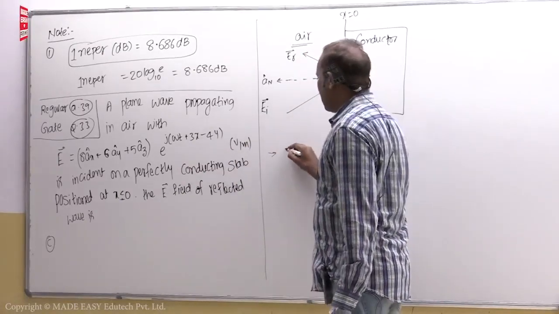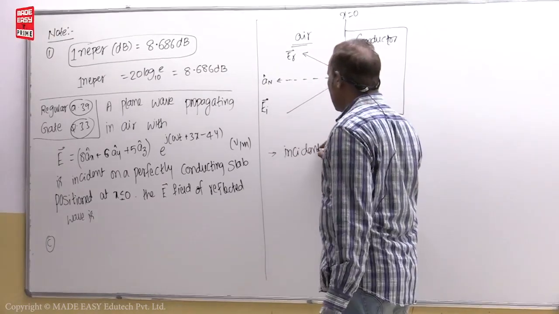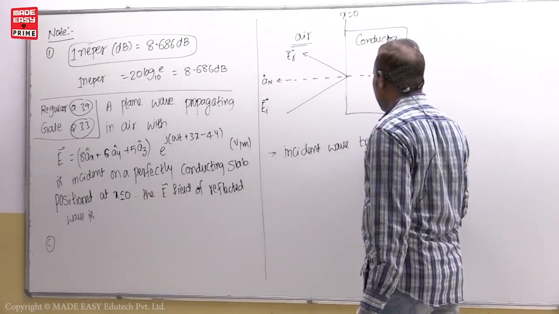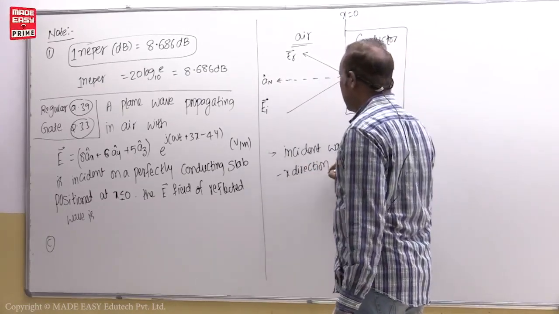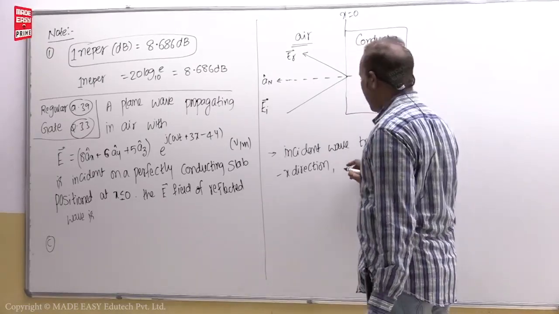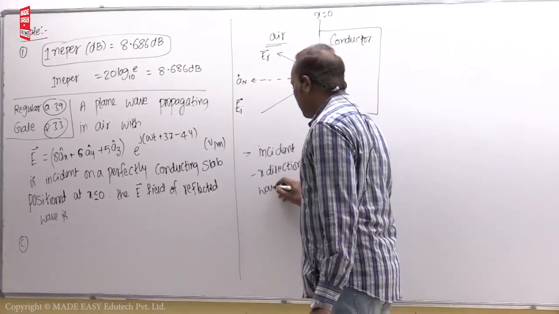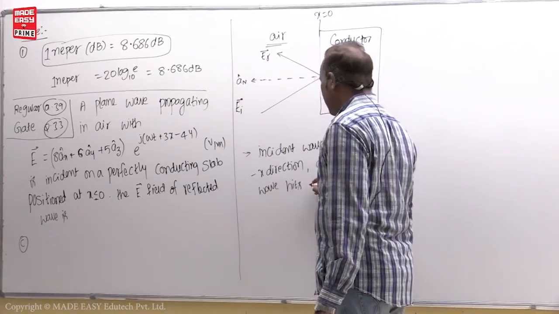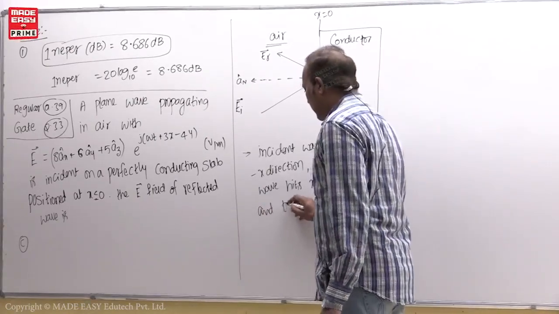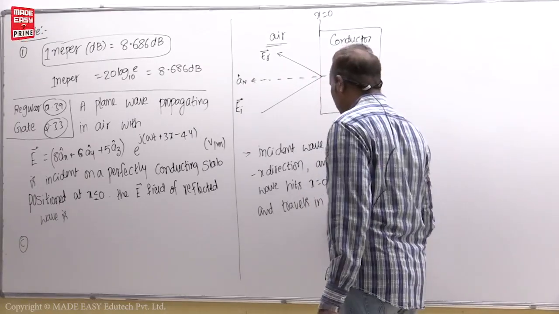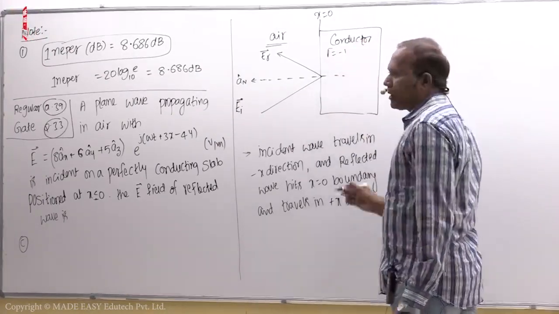So the incident wave travels in minus x direction and the reflected wave hits the x equal to 0 boundary and travels in plus x direction. Actually, near the conductor the reflection coefficient is equal to -1, you know that.